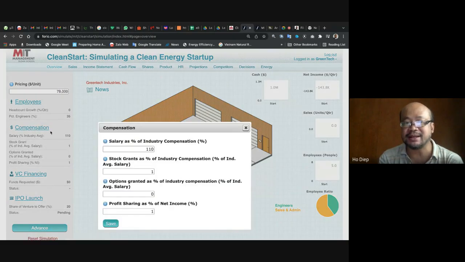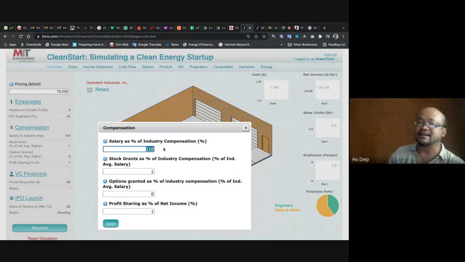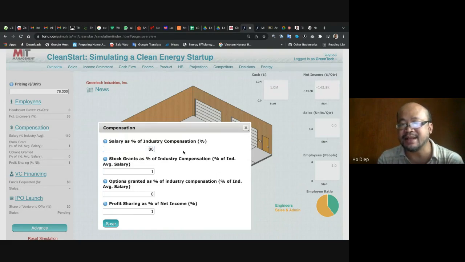So let's jump into compensation. We do the same as the video. We reduce the amount of cash which we pay to our employees. Instead of 110% of industrial compensation, we reduce it down to 80%. So we pay them 20% less cash. We're willing to offer them more on their options as well as profit sharing. To adjust for paying our employees a lower salary, we can increase them in other ways, such as options granted to them as well as sharing in profit.